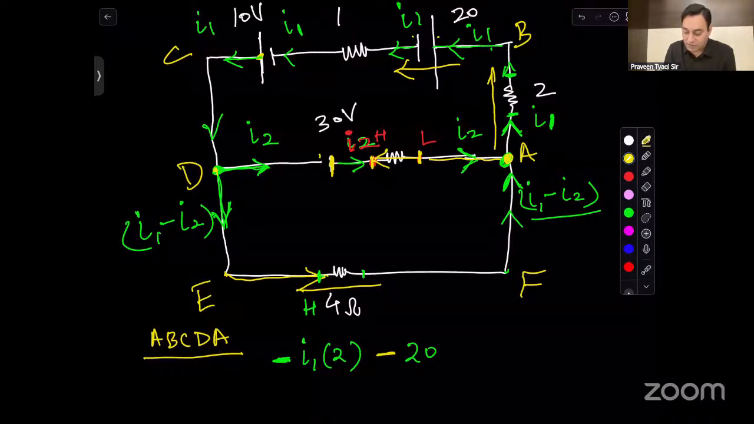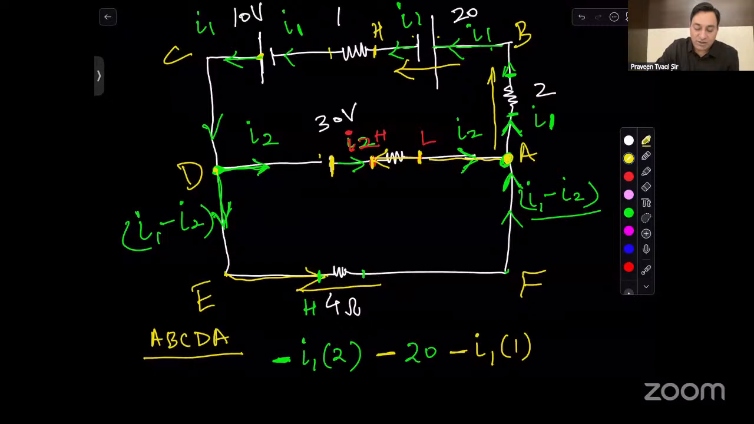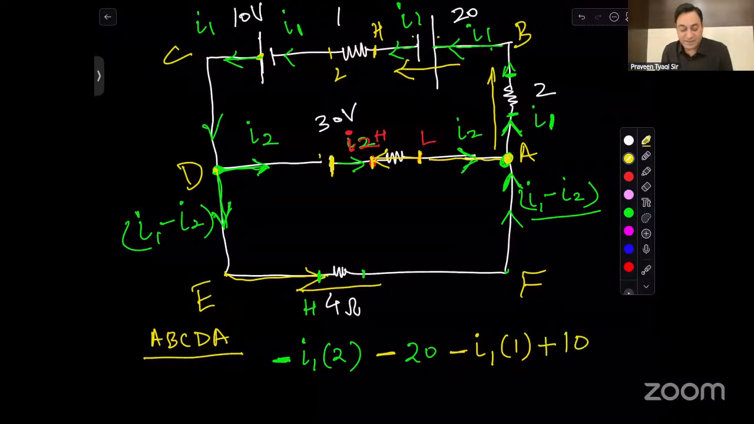Now you can be fast. I1 into 1 ohm, and minus, because we are moving from higher to lower potential. Current flows from higher potential to lower. Now, for this battery, plus 10. Now I can be fast. I reach D. Was there a battery here? Yeah, there was a battery here, which got rubbed. Now, I am going in this direction, so minus 30.